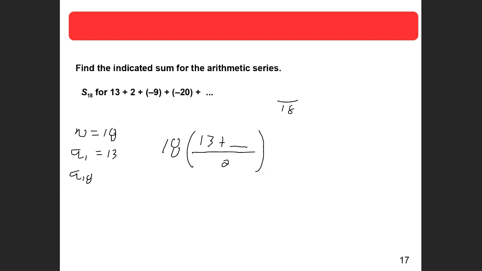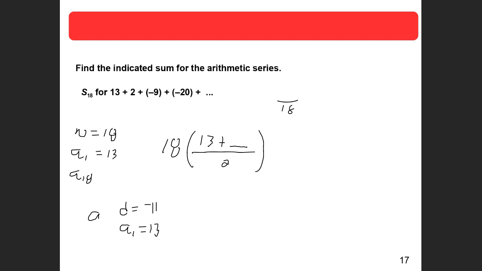All right, so I need to find the 18th term. How am I going to do that? Well, guess what? I'm going to set up an equation. Okay, so this looks like it goes down by 11, down by 11. So I've got my d value is negative 11. My a sub 1 is equal to 13.